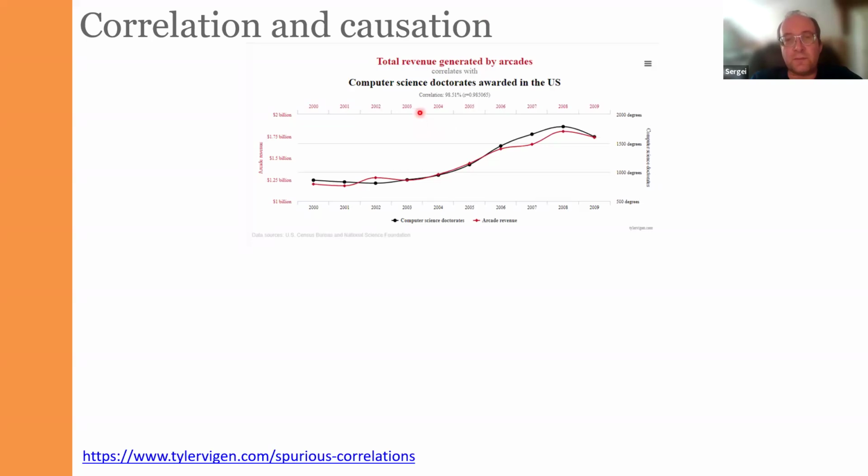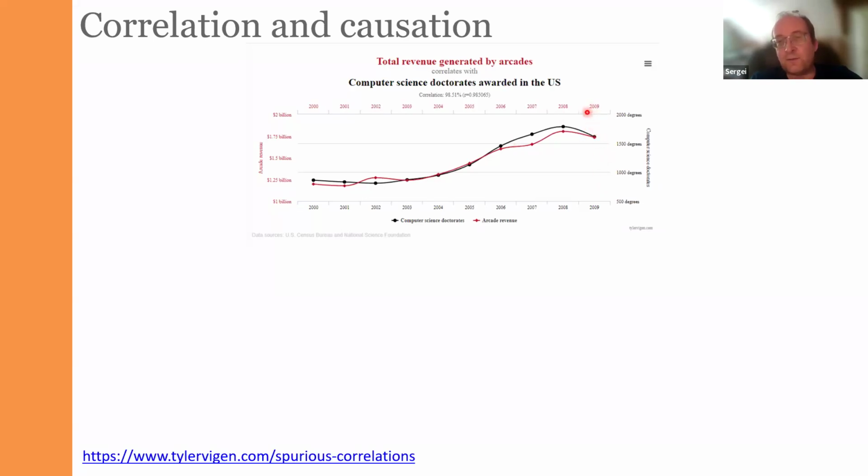So let me start with a few examples. These are two graphs. One graph is the computer science doctorates awarded in the US in the years from 2000 to 2009. This is the total revenue generated by arcade games. And you can see that the correlation is exceptionally good. Does it mean that there is a causal mechanism that connects them? Is there some relationship between these observations? The answer is, yeah, we can speculate that the people who go to the arcades and play computer games grow up to be geeks and get their computer science doctorates.